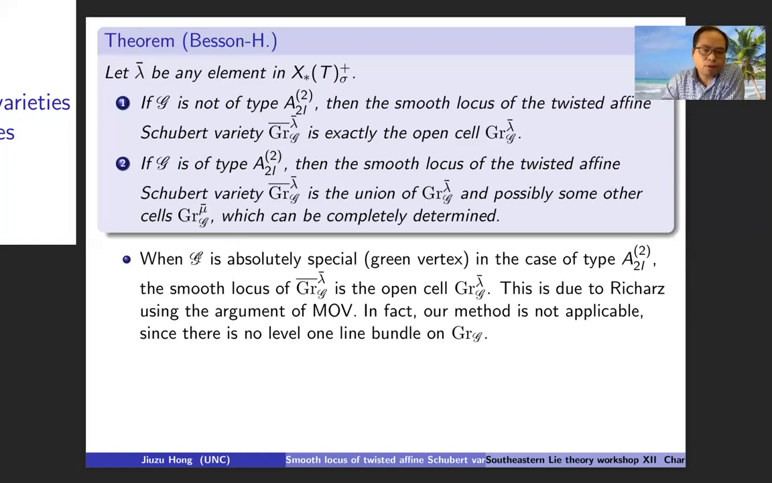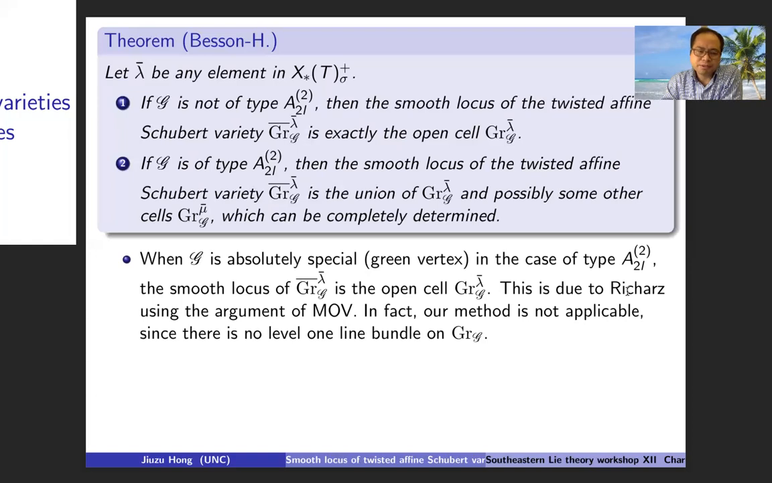So when this periodic scheme is absolutely special, I mean, this is labeled by the green vertex. In the case of type A2L2, the smooth locus of this twist affine Schubert variety, lambda bar, is the open cell, and this is due to Richards.